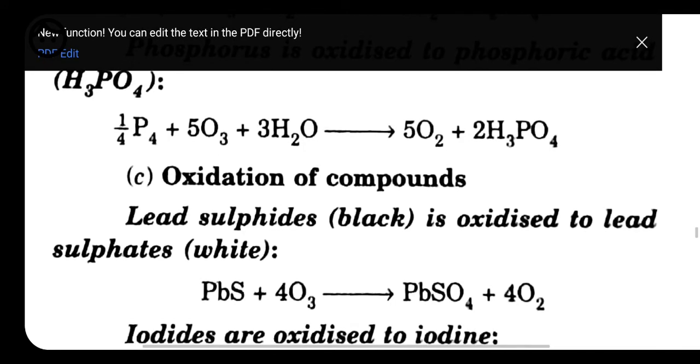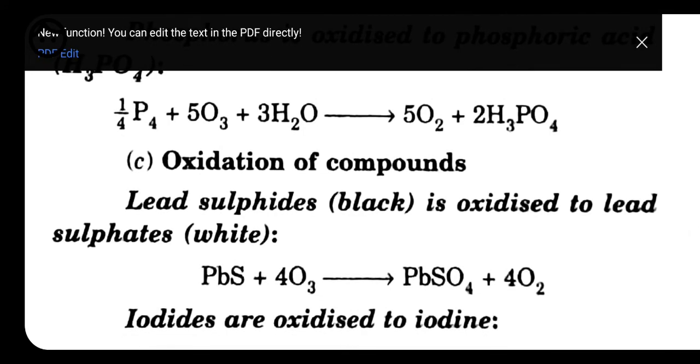These all are oxidation. So you have to know the reason of the oxidation. It is because of the presence of nascent oxygen. These all things we have done earlier.